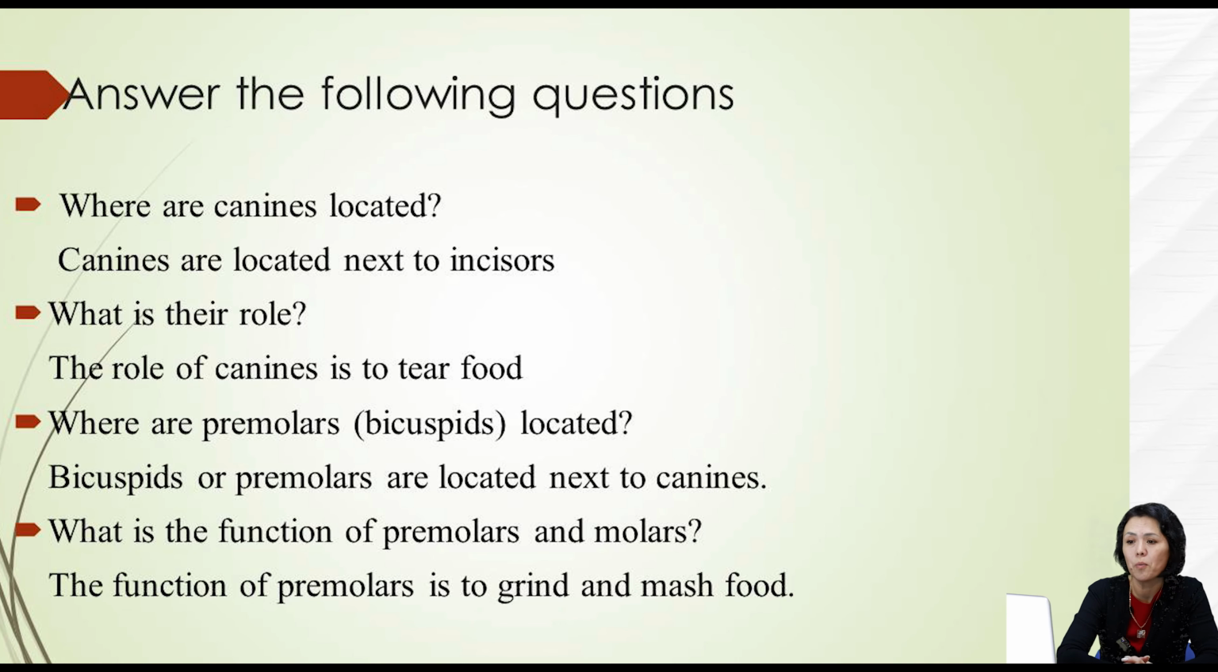Next question, where are canines located? Canines are located next to incisors. What is their role? The role of canines is to tear food. Where are premolars located? Bicuspids or premolars are located next to canines. What is the function of premolars and molars? The function of premolars is to grind and mash food.